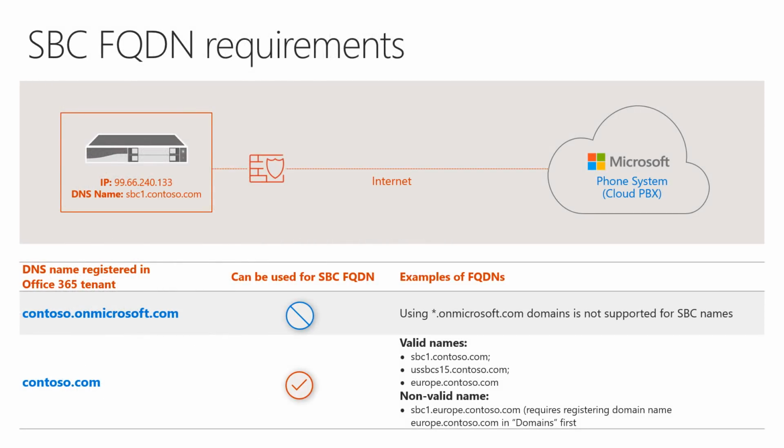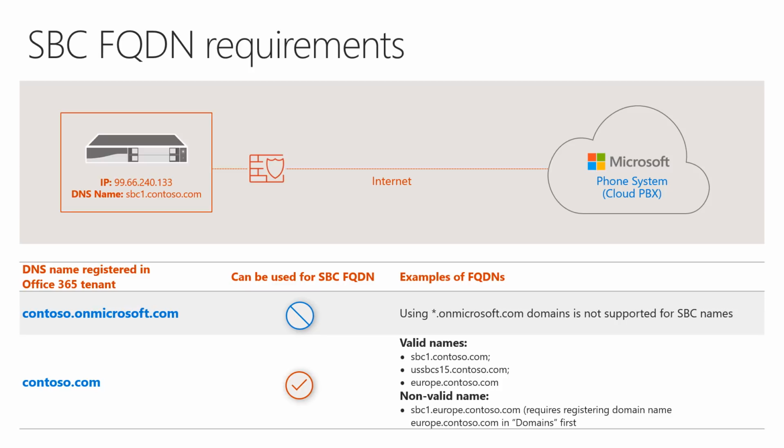Microsoft communicates to the SBC via the FQDN. So you need to have a fully qualified domain name so that Microsoft can locate and find your SBC. It's important that the domain of this FQDN is registered with Microsoft. That means you cannot use an onmicrosoft.com domain. It's not supported for SBC names. You need to have a vanity domain.